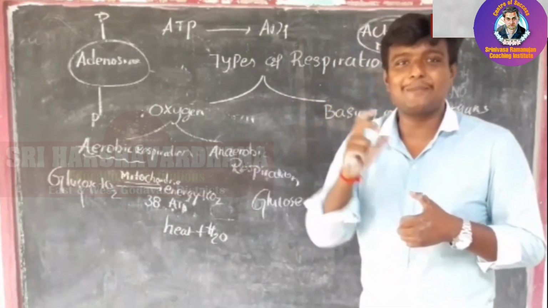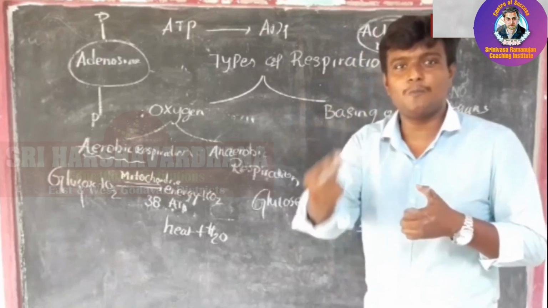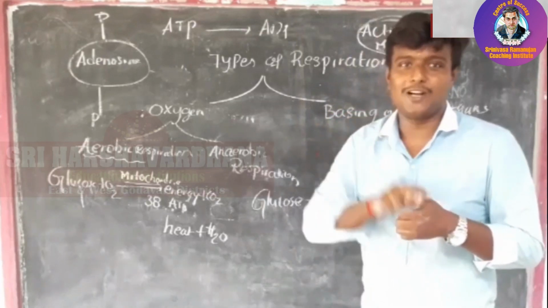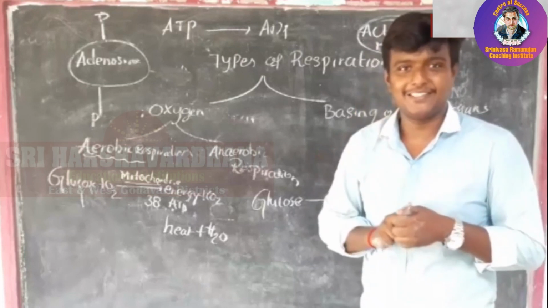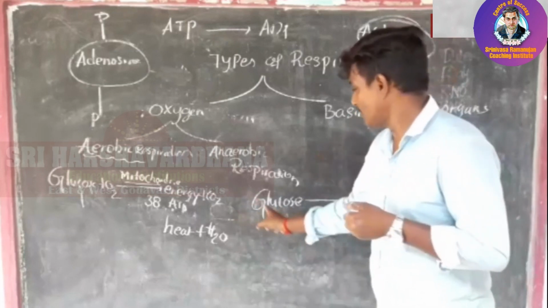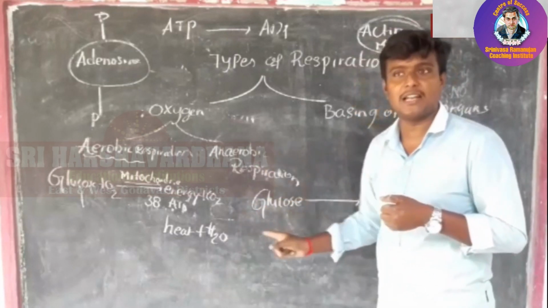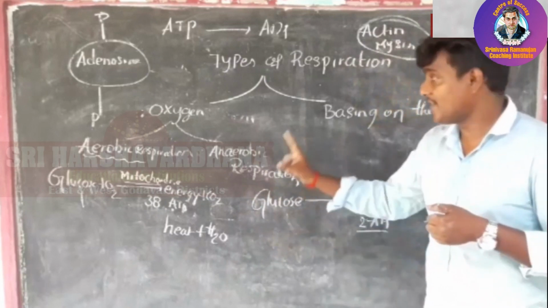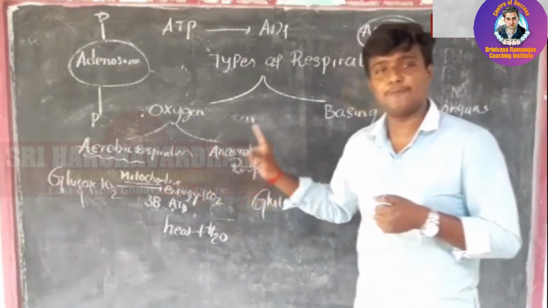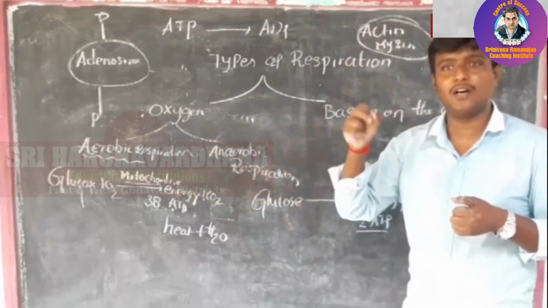When oxygen cannot be supplied, what happens? There is no proper oxygen in your body, but you require energy. So at that time, glucose breaks down without oxygen and liberates energy. That's why we see that aerobic and anaerobic respirations both go on inside our body.